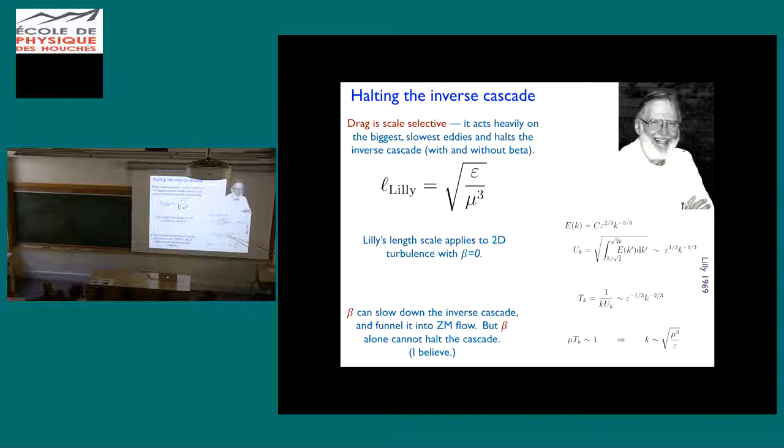So as k goes to 0, the turnover time gets longer. Big eddies take a long time to turn over. And then I argue that bottom drag becomes important when the turnover time of the eddies multiplied by the drag constant is order 1. That gives me a wave number which is the inverse of the Lilly length scale there. So what I'm saying is that beta can slow down the inverse cascade and funnel it into zonal mean flows, but beta alone, I believe, cannot halt the inverse cascade. You require true drag in order to saturate things and come to a statistical steady state. And in that sense, the Lilly wavelength is at least as important as the Rhines length.